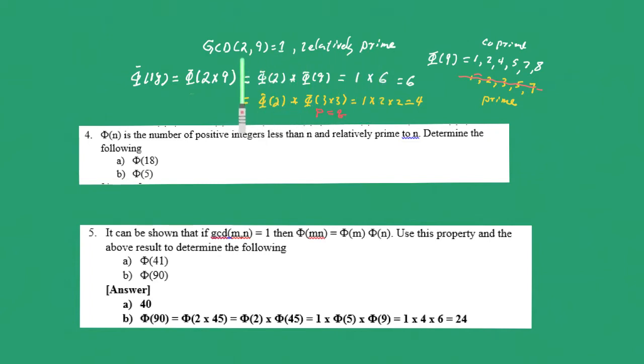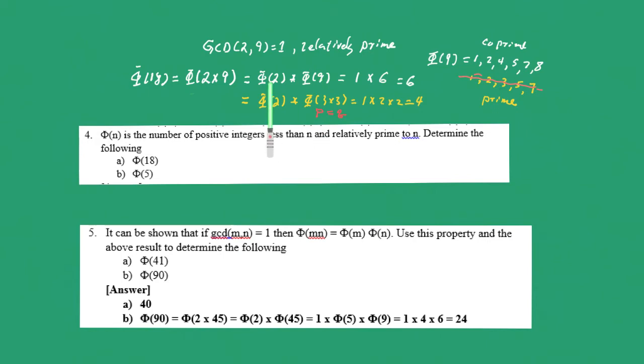They don't have to both be prime numbers. They are relatively prime if there's no common divisor. That's the criteria for relatively prime, or some people call it co-prime. So then you can apply this: totient of 2 times totient of 9.